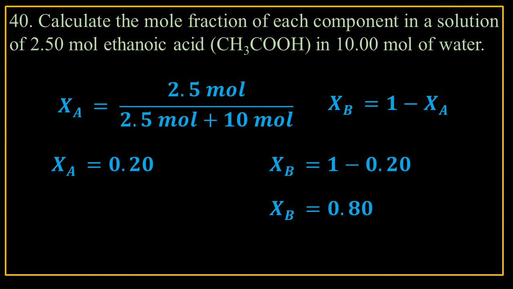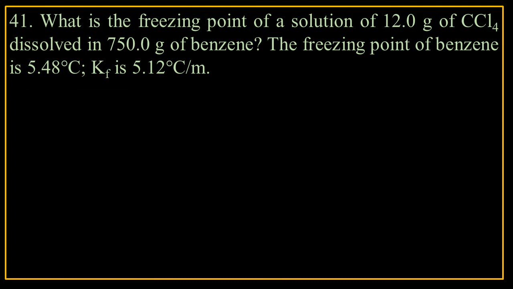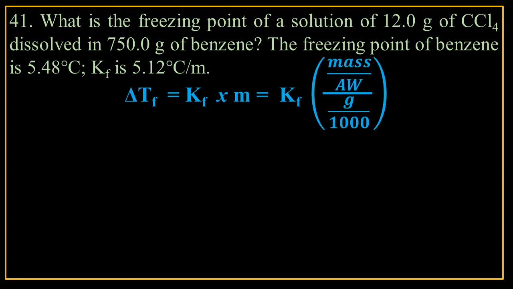41, we have: what is the freezing point of a solution that is 12 grams of carbon tetrachloride dissolved in 750 grams of benzene? The freezing point of benzene is 5.48 degrees Celsius, and the Kf is 5.12.